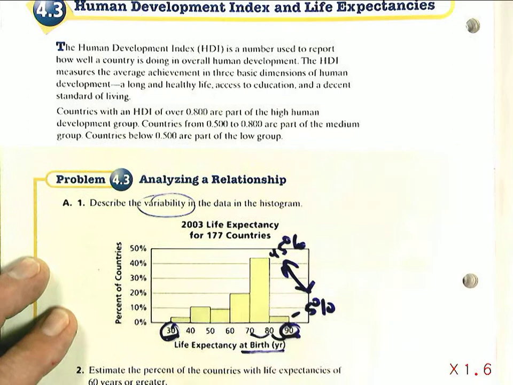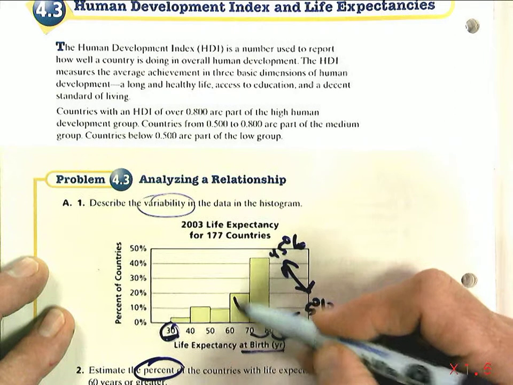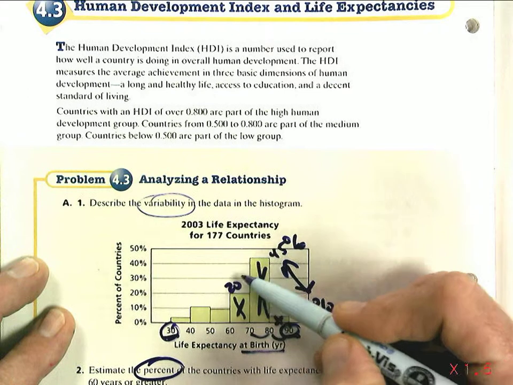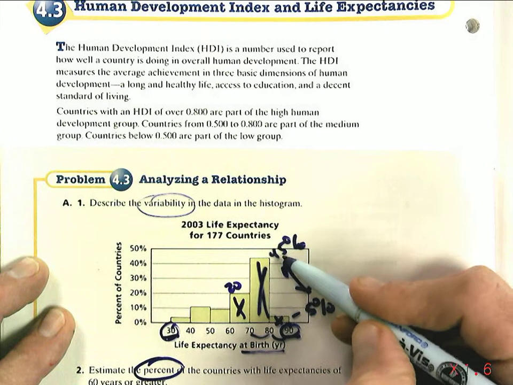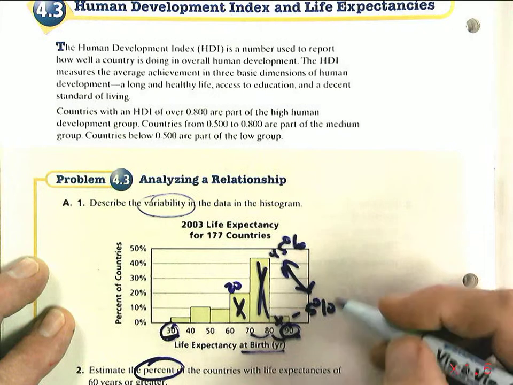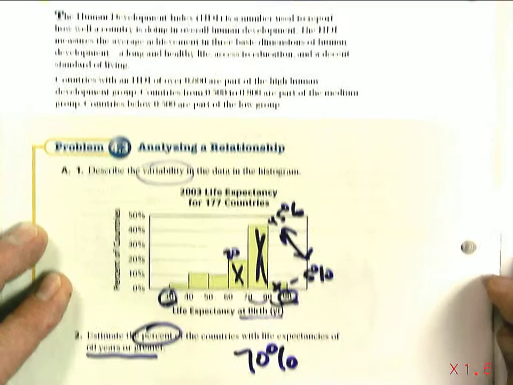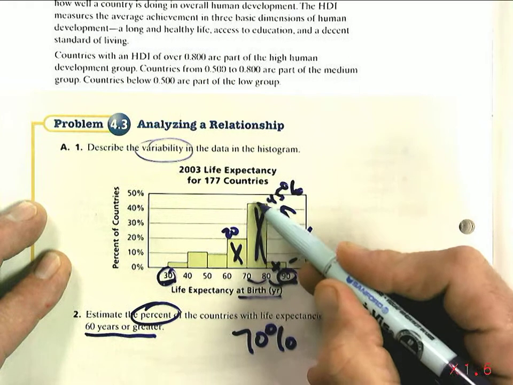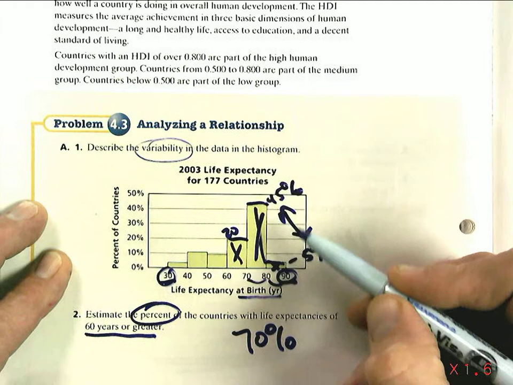And if we wanted to estimate the percent of countries that have life expectancy of 60 years or greater, in other words, we want to estimate this one and this one put together, we would just take the percents. This one's about 20%, and 45%, and 5%, and put those together, and you'd get about 70% of the countries in this case have a life expectancy that's greater than 60 years. So we're just taking this percent, this one, and this one, and putting them together. And that's how we would answer those questions.